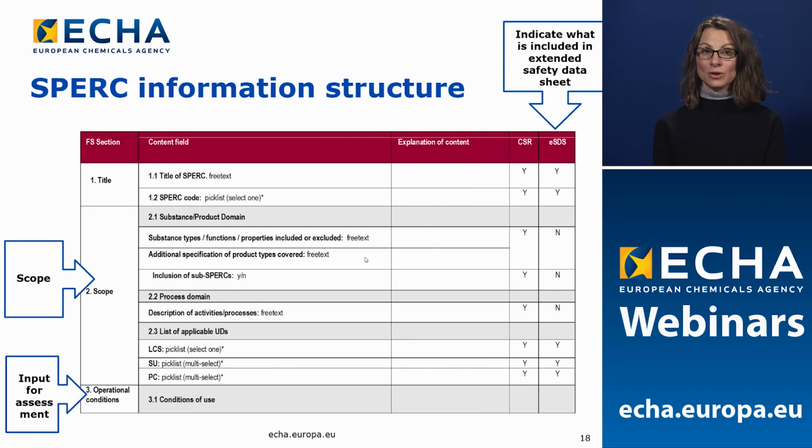When you open a SPERC, you will find a fact sheet and a background document. The fact sheet that you can see here on the screen includes the following information: the name of the SPERC and the scope or the applicability domain, the fact for the SPERCs and for the exposure scenario for communication. It can be, for example, the operating conditions and the risk management measure for a particular activity impacting on the environment, such as how to handle the waste or water treatment on site.